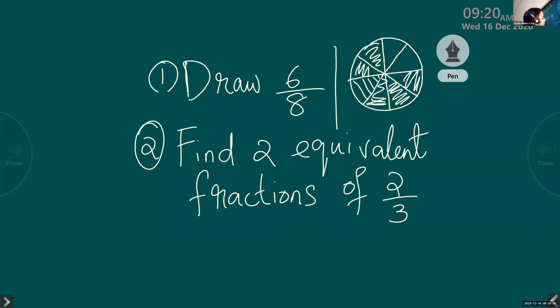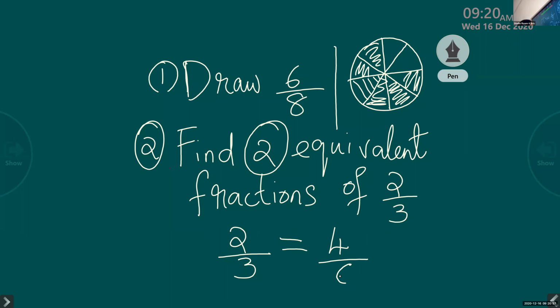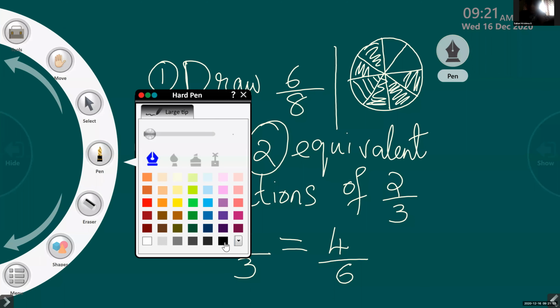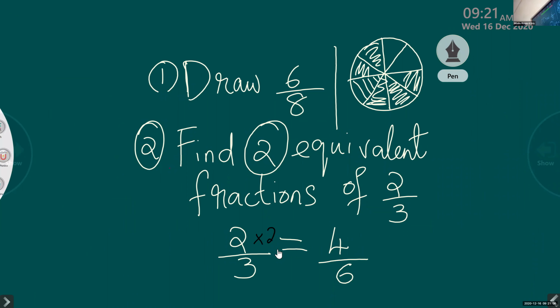Now, Niranjan, can you say the answer of question number 2? The question is 2 by 3. Give me 2 examples for equivalent fractions. Yes. 4 by 6. How did you get this answer? By multiplying by which number? Into 2. So 2 times 2 is 4, 3 times 2 is 6. Okay.